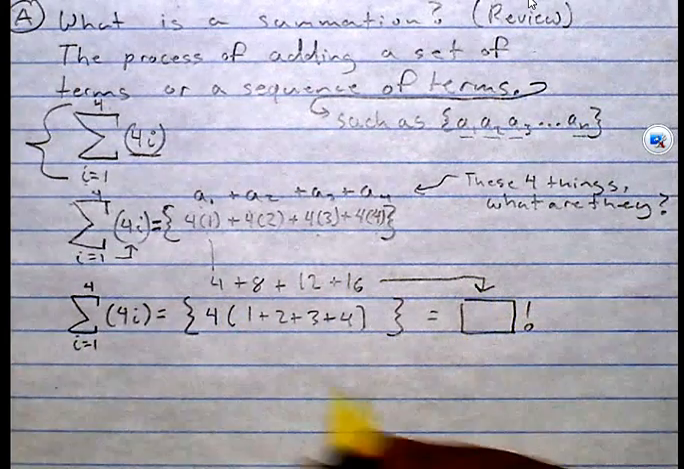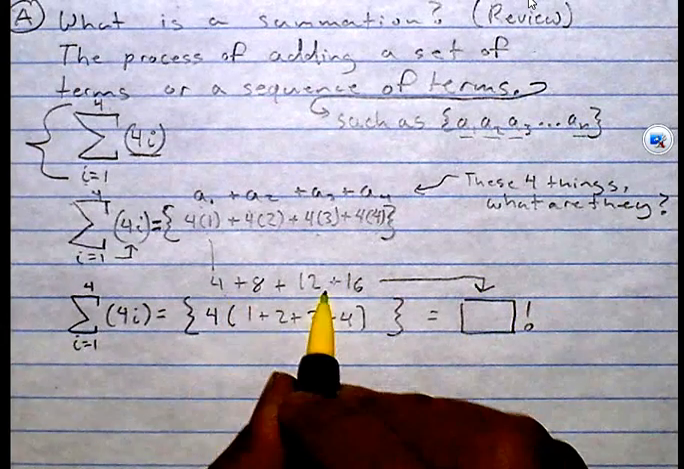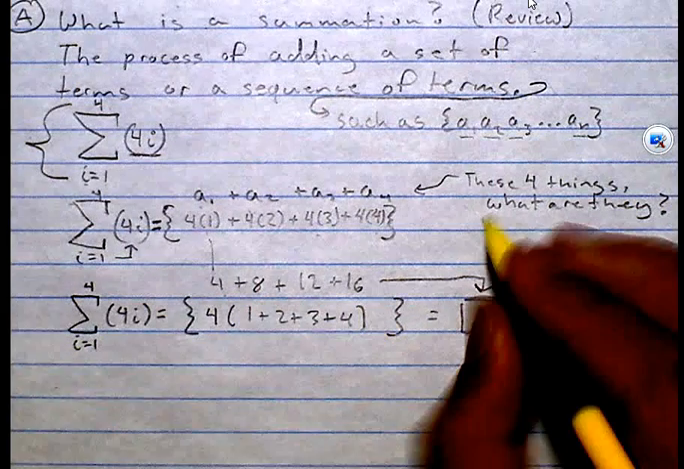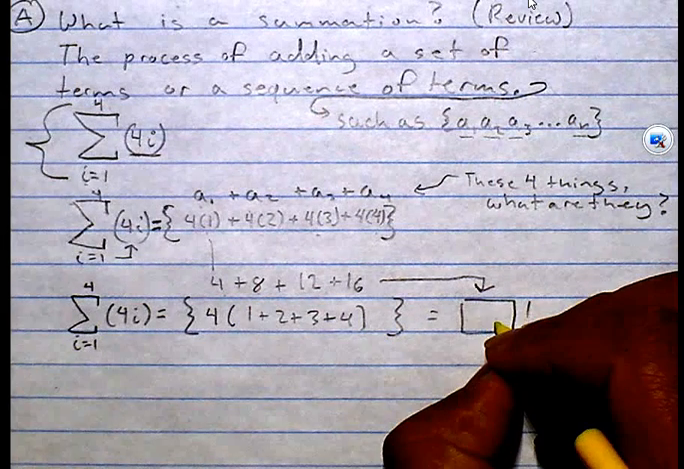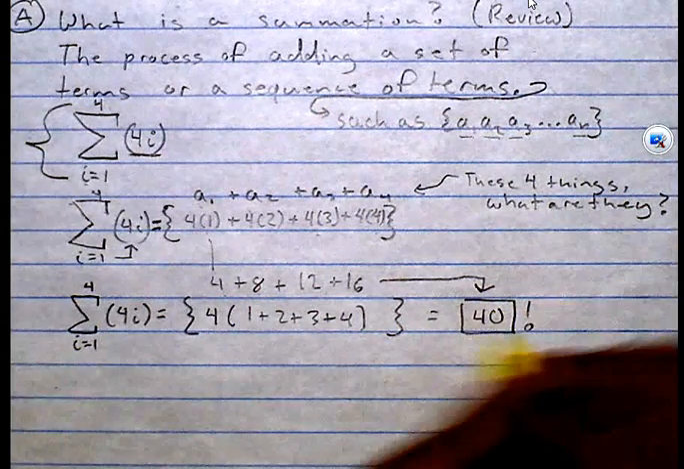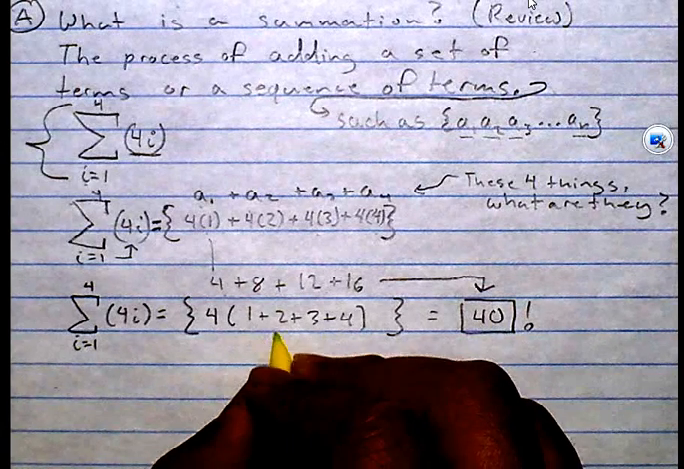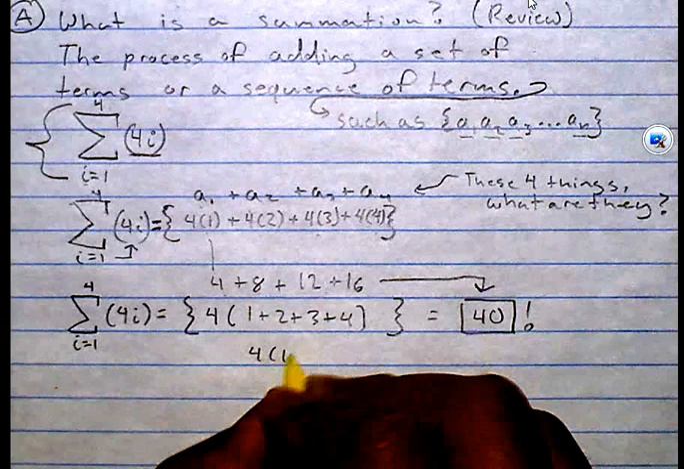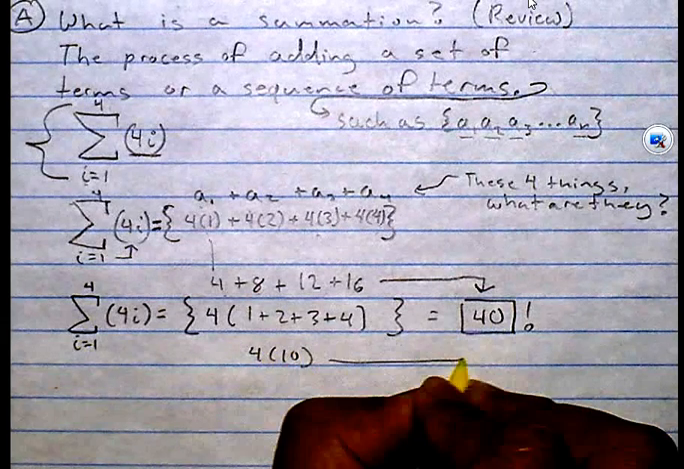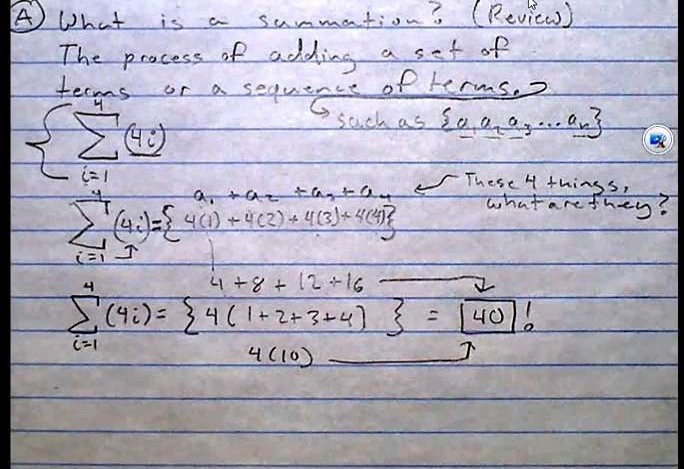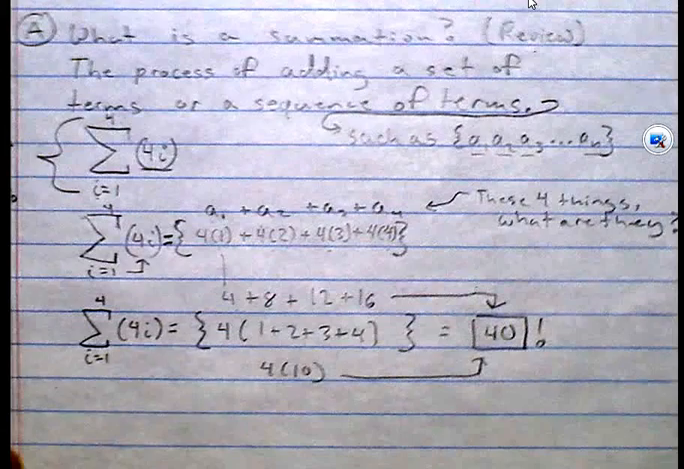So 4 and 8 is 12, and 12 is 24, and 16 is 40. Let's see if that works here. 1, 2, 3, and 4: 1 plus 2 is 3, plus 3 is 6, plus 4 is 10. 4 times 10 gives us 40 as well. All right, so that's what a summation is.